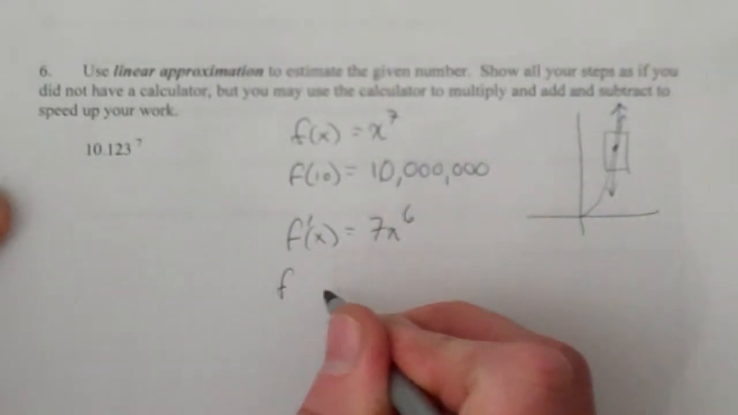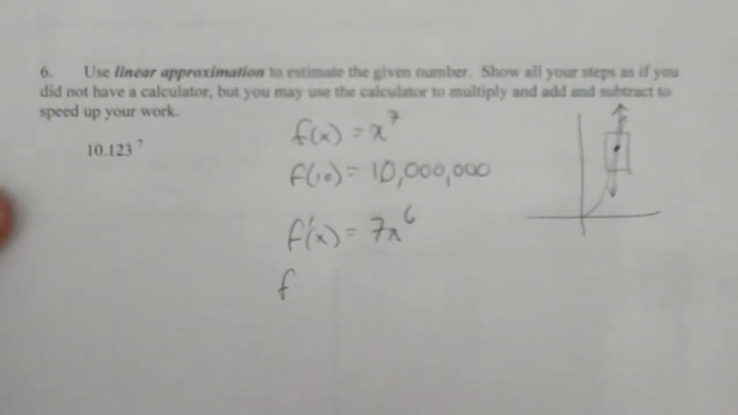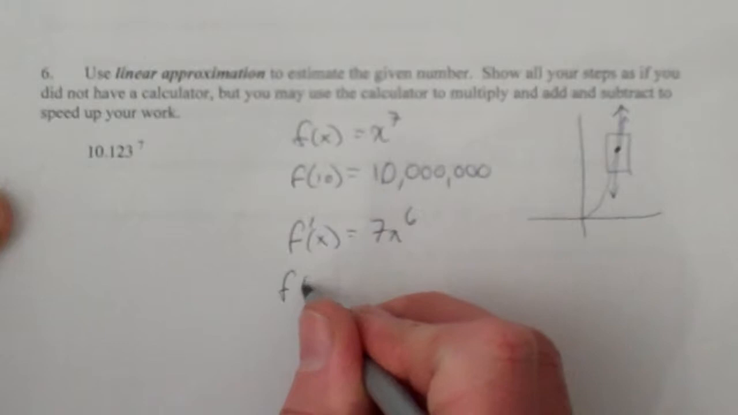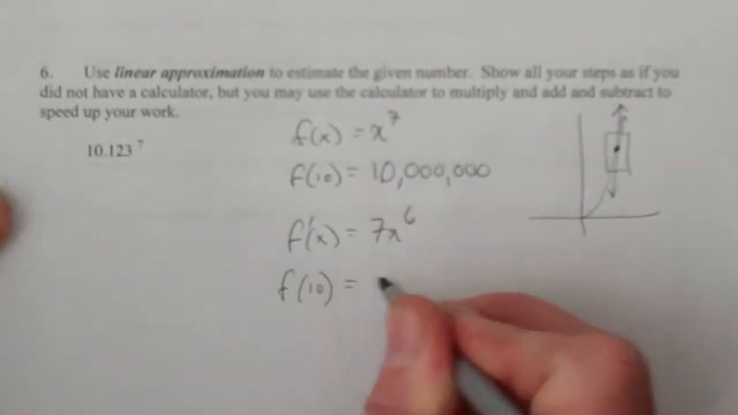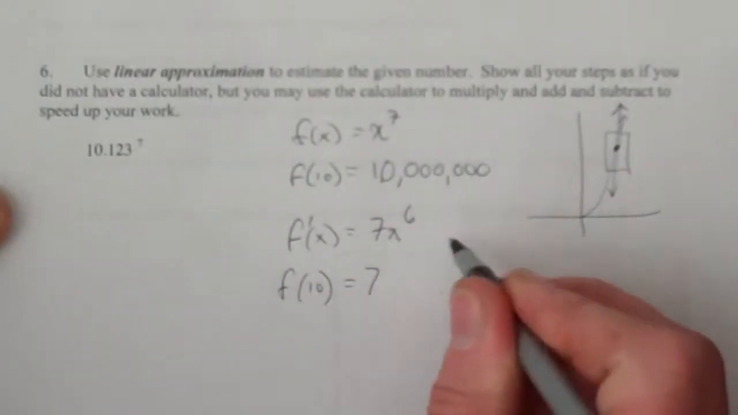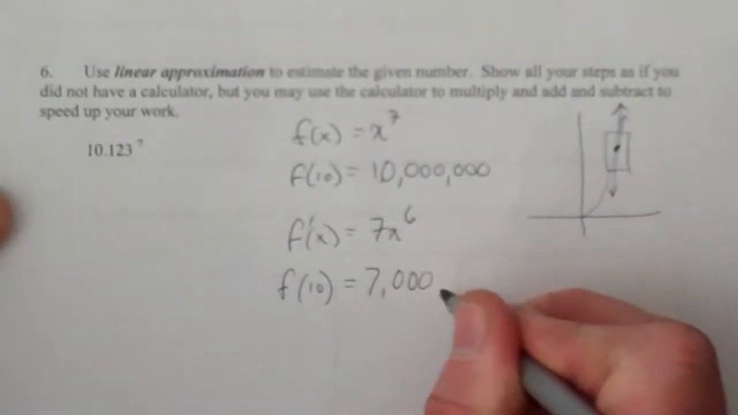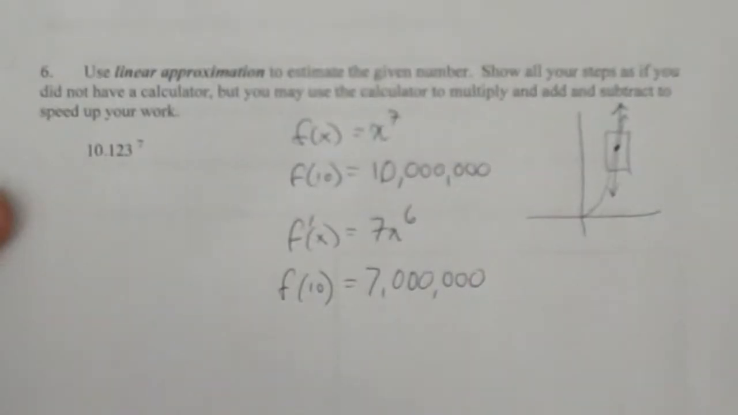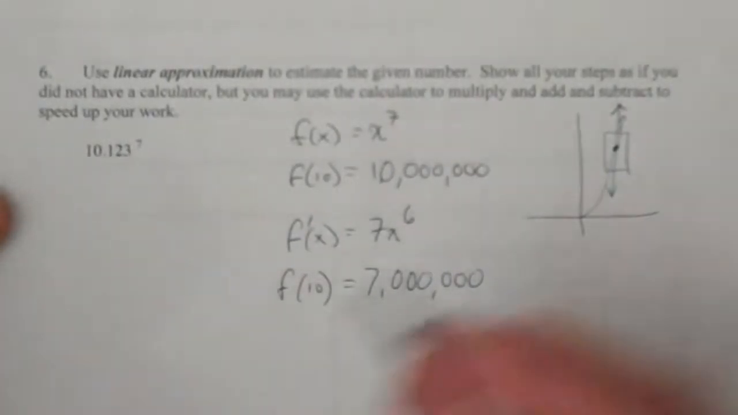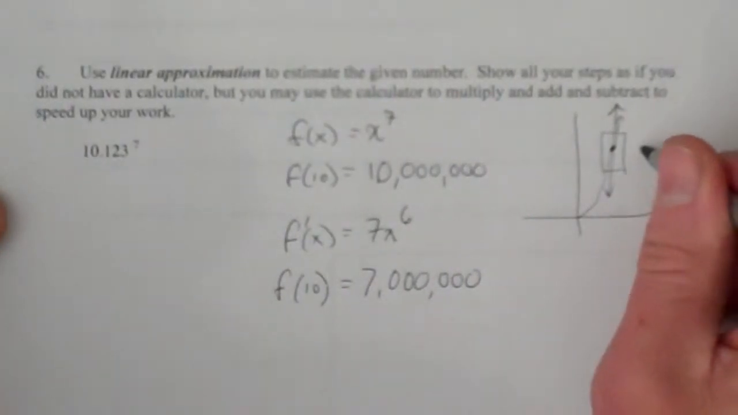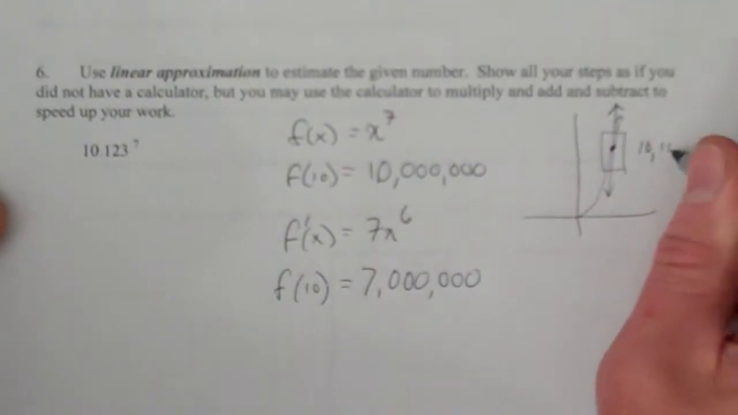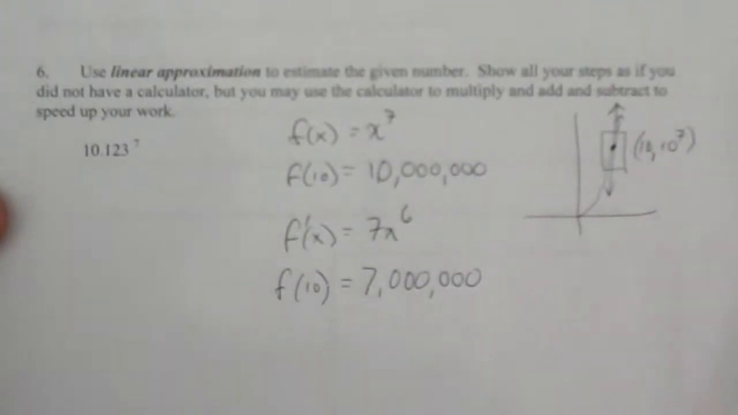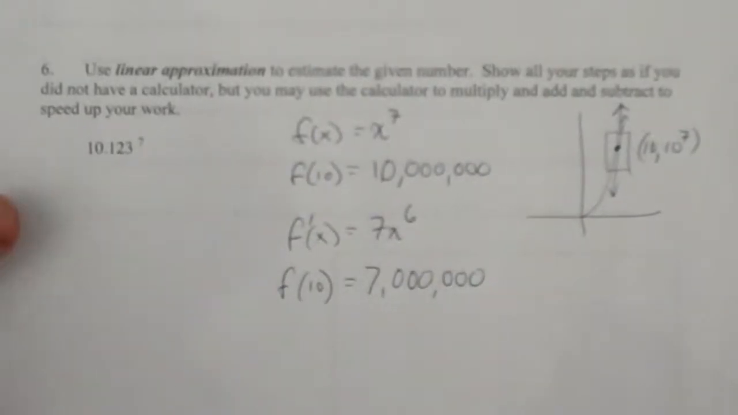And then what is that point that we're dealing with here? What is the slope at that point? And when I plug in 10, that's going to be 7 times 10 to the 6th. Well, that is 7 million, right? 7 and 6 zeros. Okay, so this point out here is (10, 10 to the 7th), just to simplify writing. A whole bunch of zeros gets boring after a while.